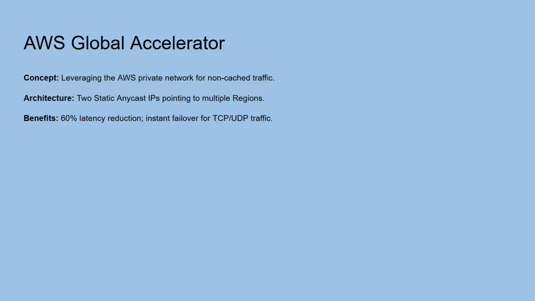Just exam wise, if the scenario mentions static IP addresses or global failover or non-cacheable traffic, that's when Global Accelerator is going to come in. Again, this is for your non-cacheable traffic. It's going to be AWS Global Accelerator.